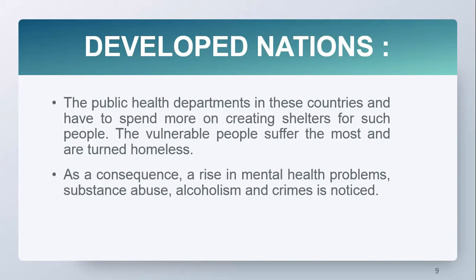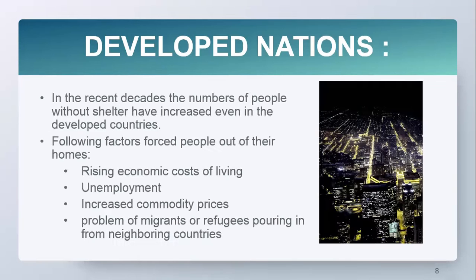So, to summarize, the housing conditions in developing countries are poor due to the major problem of overcrowding. On the other hand, the housing conditions in the developed nations, although still poor in recent decades, involve different factors. These are rising economic costs of living, unemployment, increased commodity prices, and the problem of migrants or refugees coming from neighboring countries.